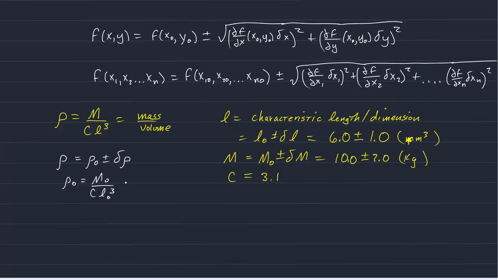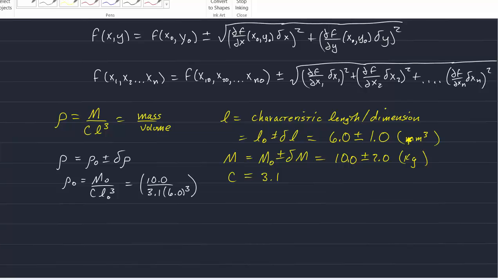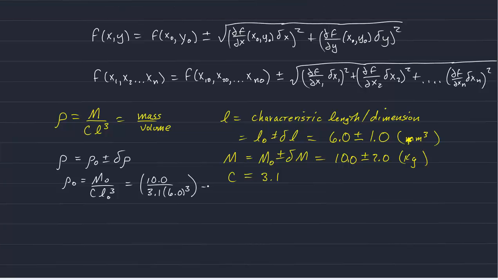And for that, let's see, we get 10.0 divided by 3.1 times 6.0 cubed. And for that, I get 0.0149 kilograms per meter cubed. And now let's calculate the uncertainty.